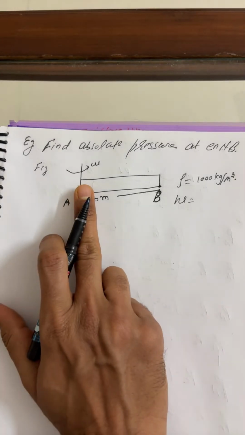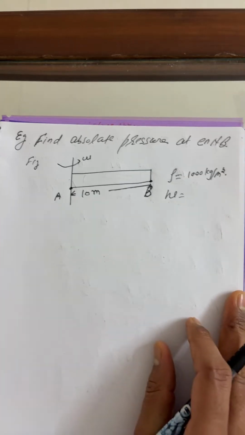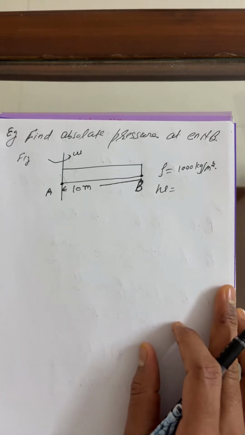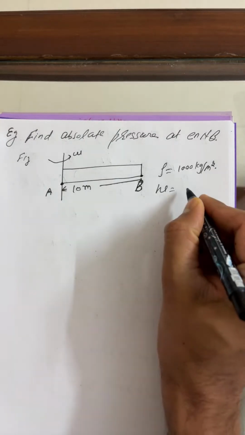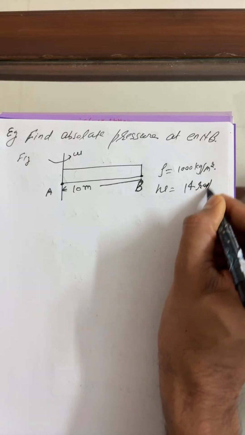Tell me, beta Aryan, what do I have to take? Omega. I'm just asking you data so that you can feel comfortable. You are framing the questions. Okay, 14 you can take. This is 14 radian per second.